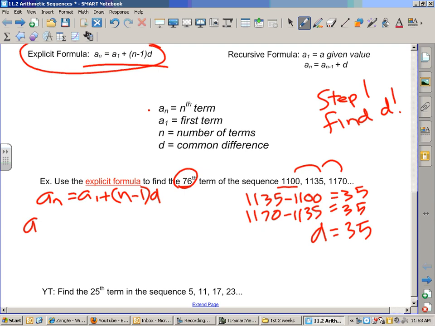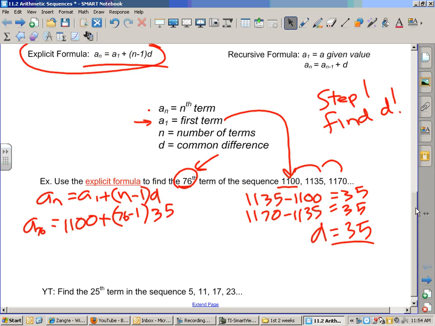So we're going to say a and then a little 76 underneath it, which means that we're figuring out the 76th term. A sub 1 is the first term. So the first term in this sequence is 1100. So the first thing that we're going to plug in here is 1100. And then plus. And then we're going to fill in what's in parentheses. N, again, they said is the number of terms. And in this problem, they want to know the 76th term. So that means that there are 76 terms. So you plug in 76 for n, and we keep the minus 1. The last part is D, which we just solved for over here. D equals 35.